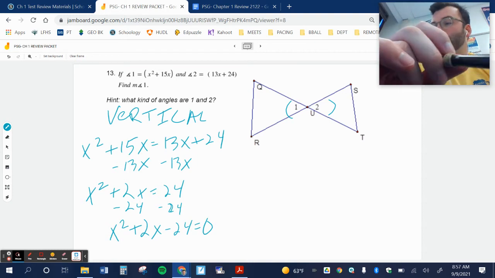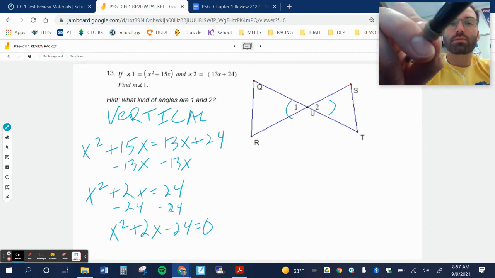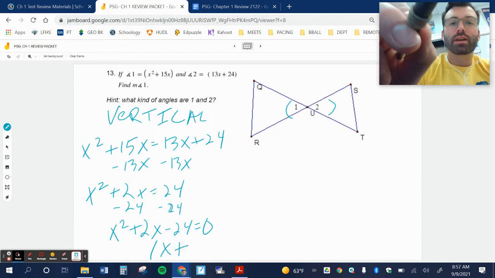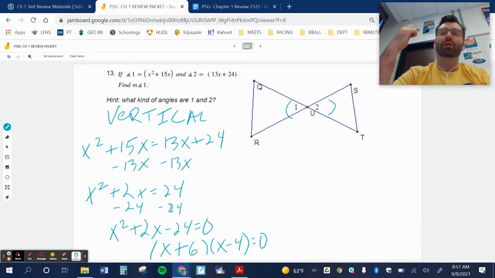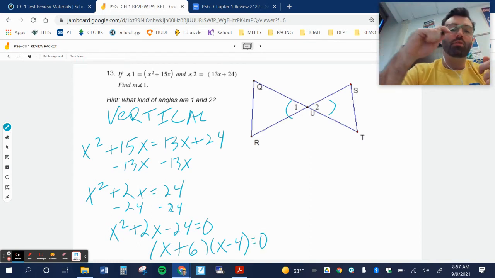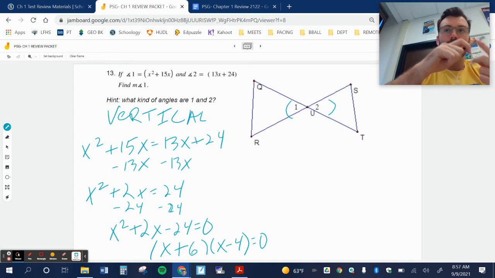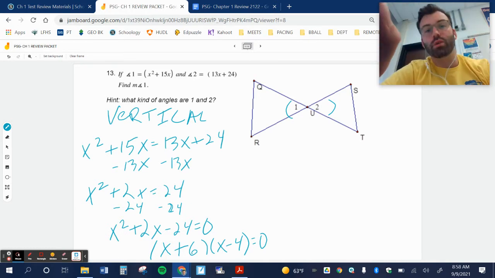I want to figure out two numbers that will multiply to negative 24 and add to 2. I should get x plus 6, x minus 4. Remember, how do I think about that? I go down the line. 24 times 1? No. 12 times 2? No. 3 times 8? No. 4 times 6? There's our winner.